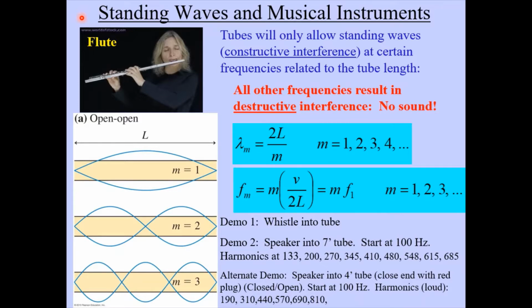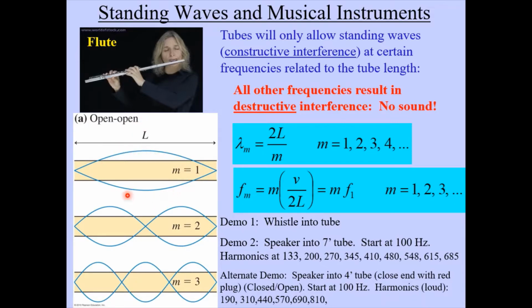If we think about woodwind instruments like flutes, saxophones, clarinets, and so forth, the tubes where the sound is produced will only allow standing waves, which remember is constructive interference, at certain frequencies or wavelengths that are related to the tube length. All other frequencies result in destructive interference, meaning no sound. So a flute is open on this end where the musician blows air into it, and it's also open on the far end where the sound leaves. So this is technically called an open tube. It's open on both ends.